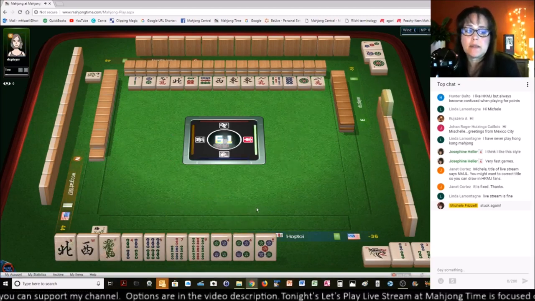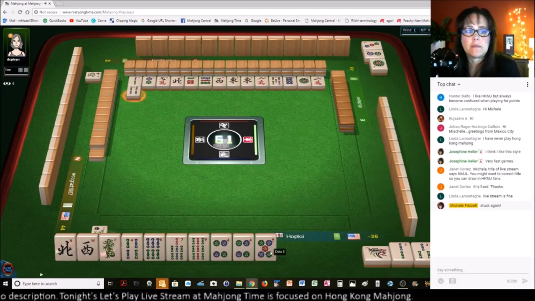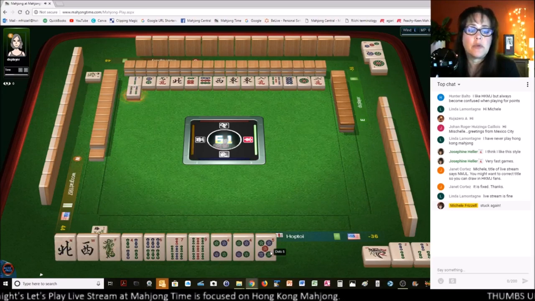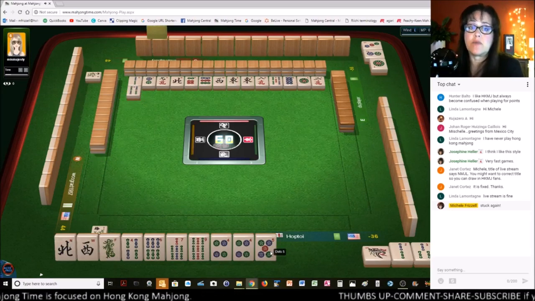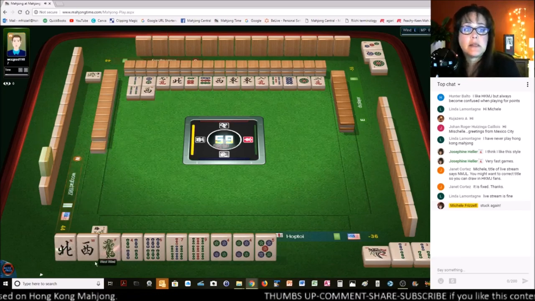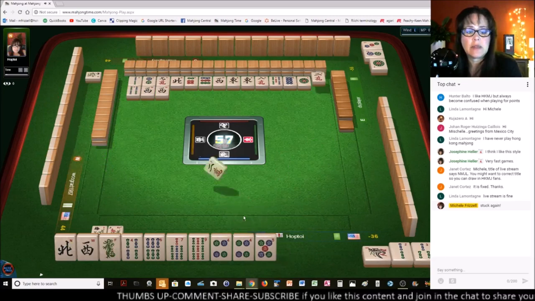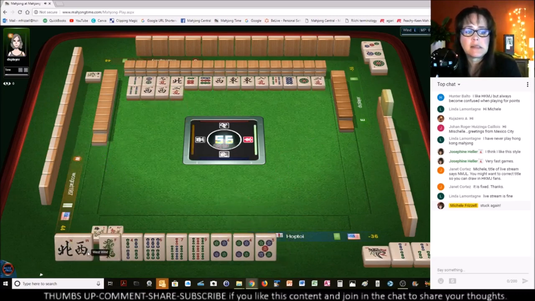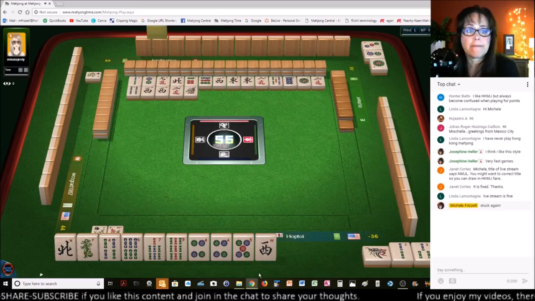Two characters. Four bamboos. So at the moment we have three discards to get to a half flush, but we still have work to do because we have single honors. West wind. Okay, now that west is a discard because there are three out. One bamboo.